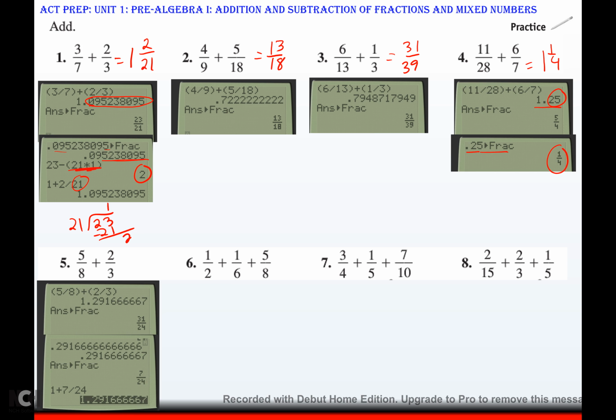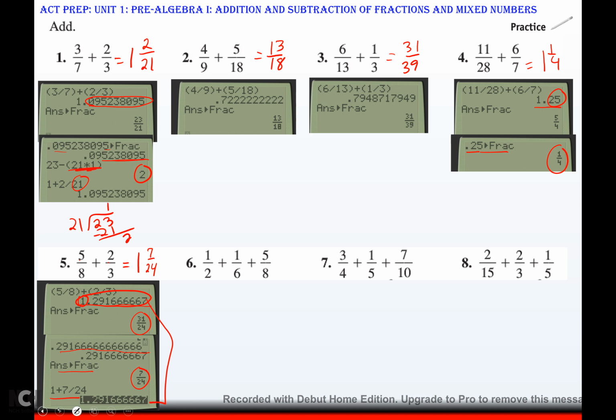Okay, 5. I type it in, I get that decimal, math and or enter it, is 31 over 24, which is improper. So this tells me it goes 1 whole time and 0.2916 repeating left over. So I tried to turn that into a fraction, and I did, and it gave me 7/24, so I know it's 1 and 7/24 left over. And again, I just typed this in to check it. Is 1 plus 7/24 the same as 5/8 plus 2/3? Yes, sir. Yes, ma'am. They check. We're cool.